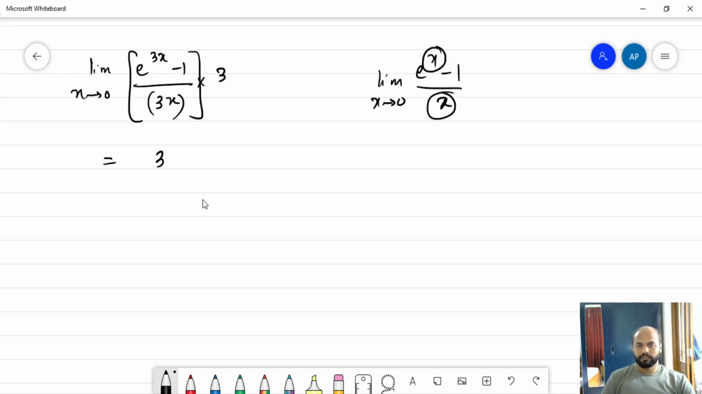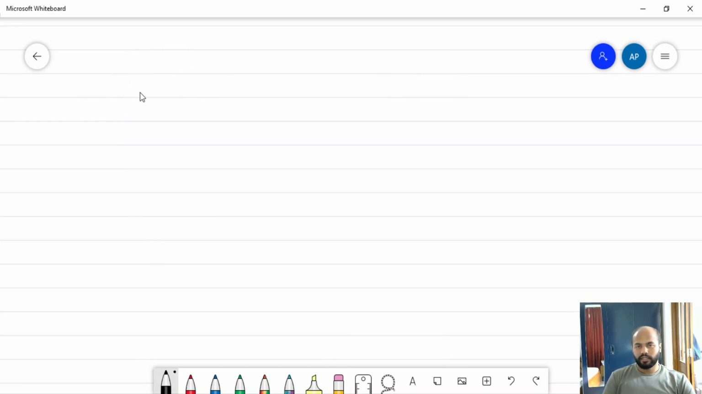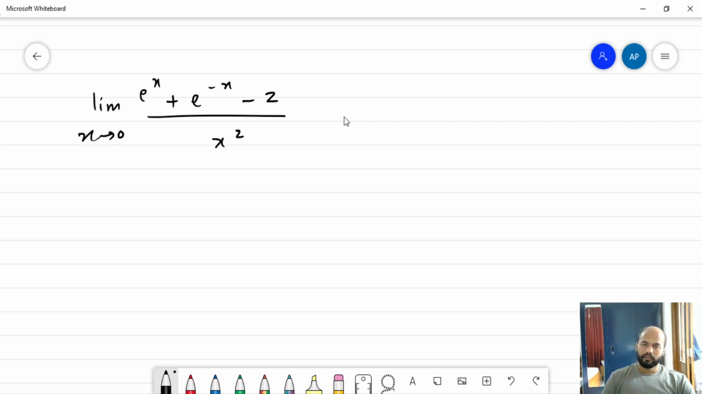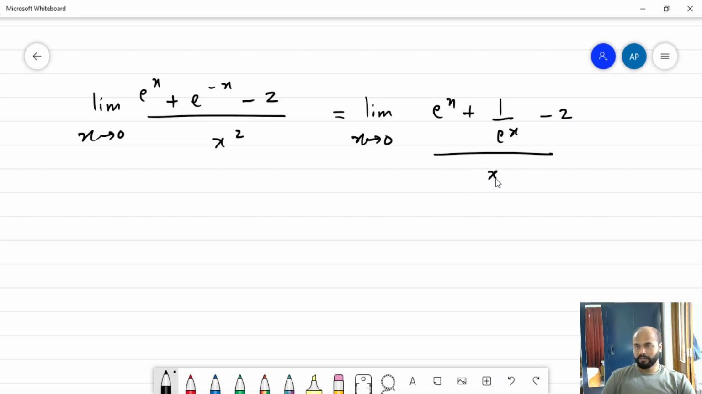Let's take another example. Now we have e raised to x plus e raised to minus x minus 2 divided by x squared. We have something like this. Let's see what we can do in this case. So now we have limit x tending to 0, e raised to x plus 1 by e raised to x minus 2, divided by x squared. Let's take this further, and this is going to be e raised to 2x minus e raised to x plus 1 by e raised to x into x squared.